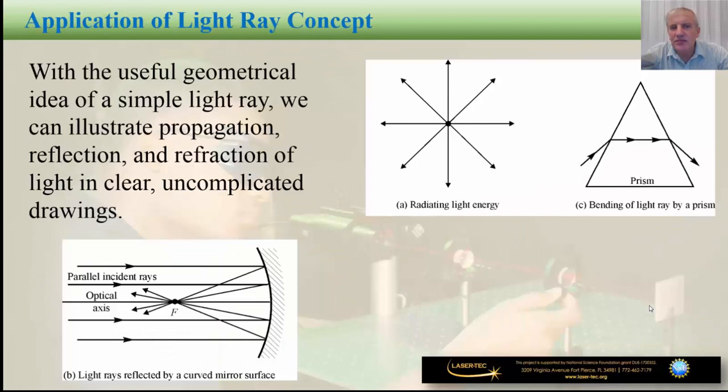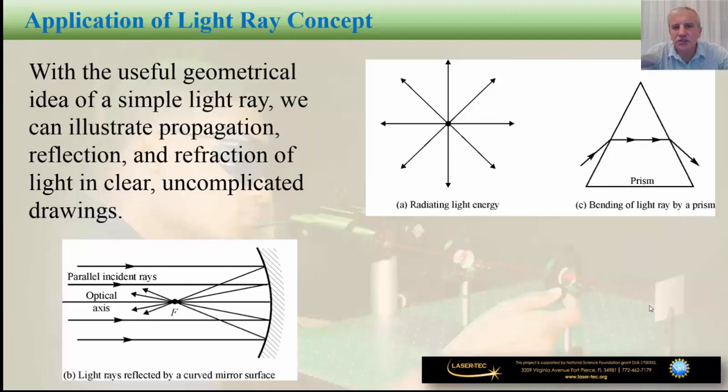So we are using a simple geometrical idea of a light ray to illustrate the propagation, reflection, and refraction of light in clear, uncomplicated drawings. That's exactly what geometrical optics is based on. We want to use a simplified way of analyzing the direction of the propagation of the light and phenomena such as reflection and refraction.